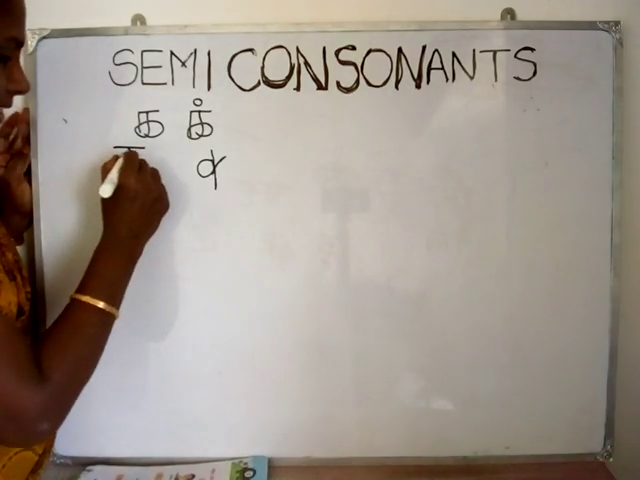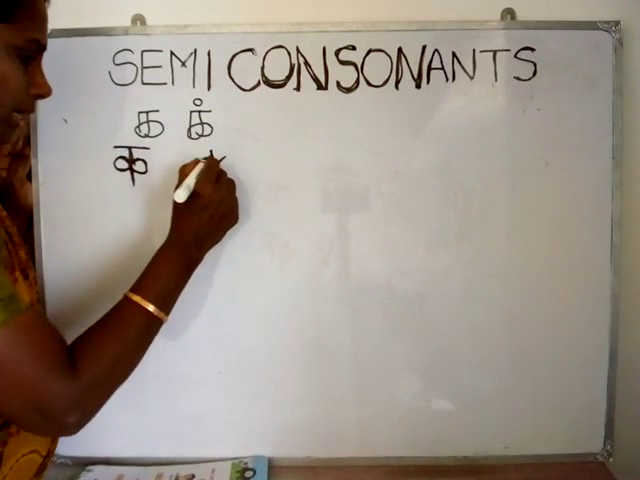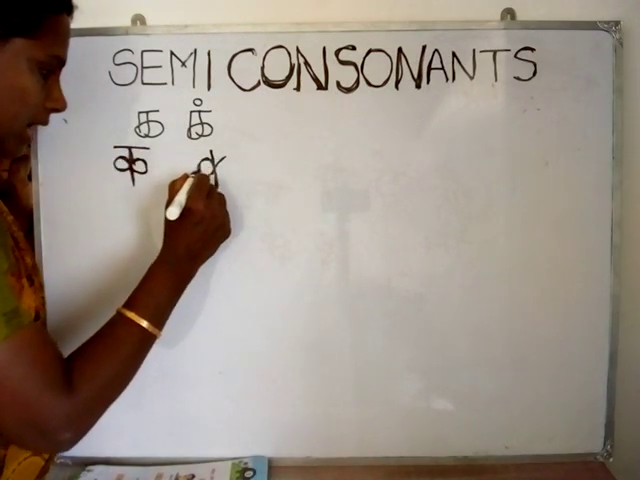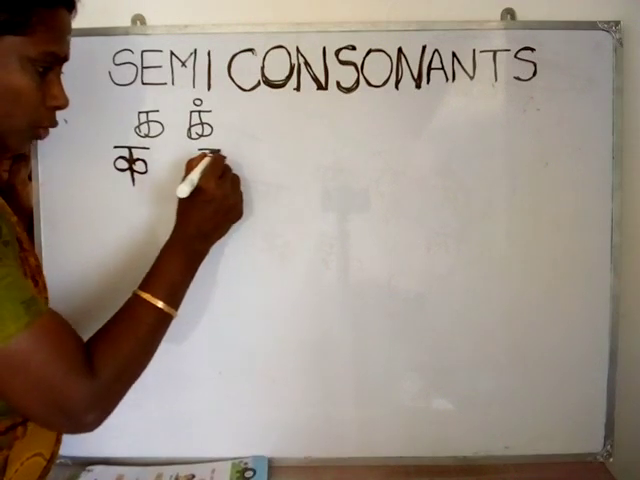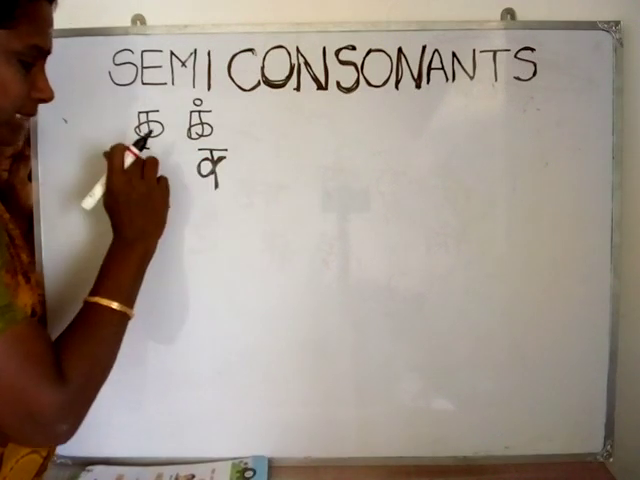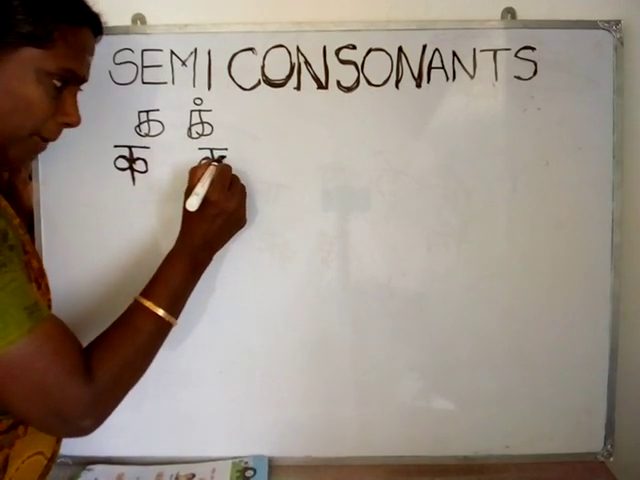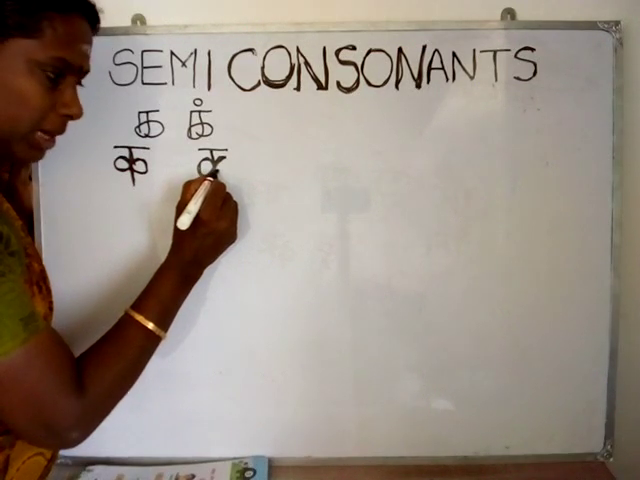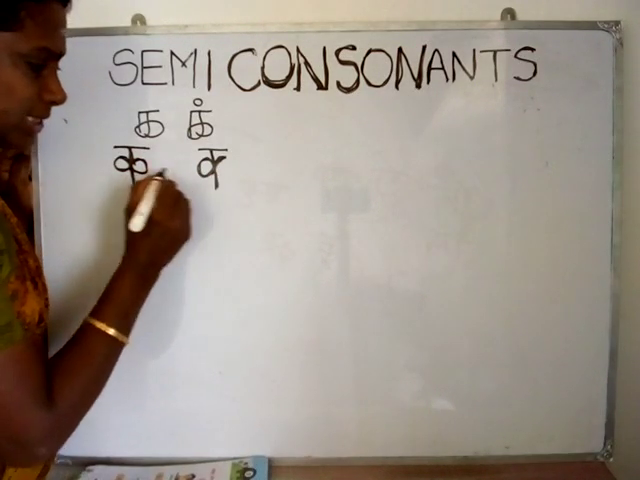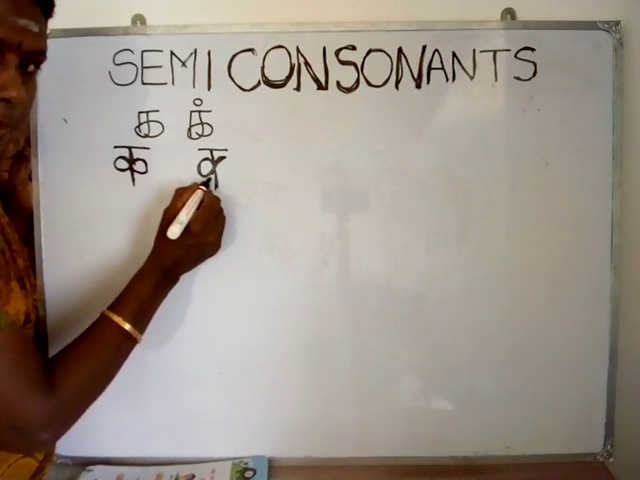Listen carefully. This is ka, full ka. If here I stopped this letter up to this one, this is ik. This is ka and this is ik. You should not continue. You should stop up to this one. If you continue up to this one, it will become ka. So this is ka and this is ik. I think it is clear to you.